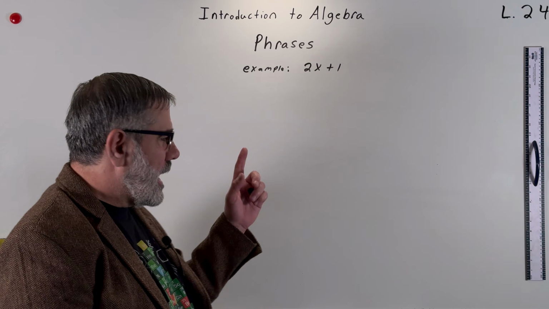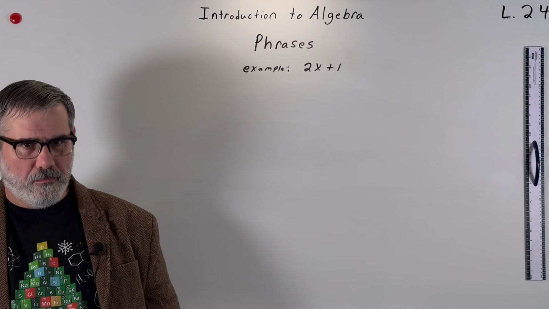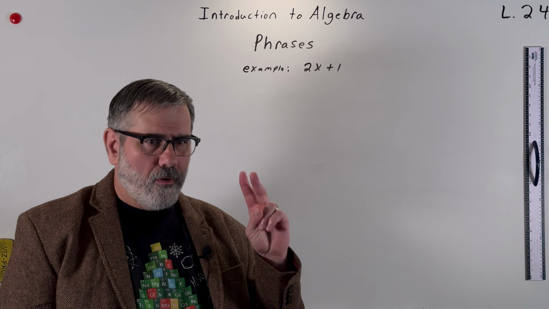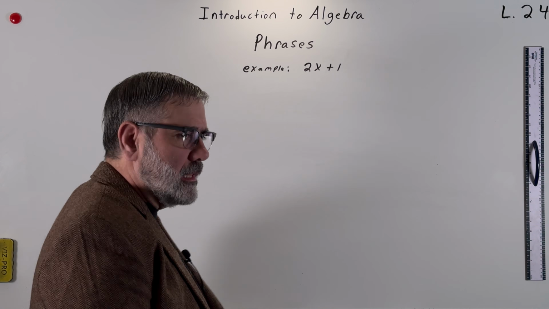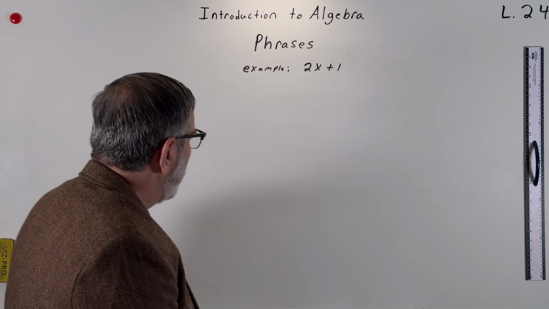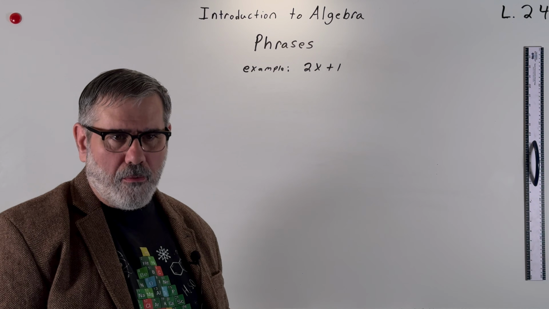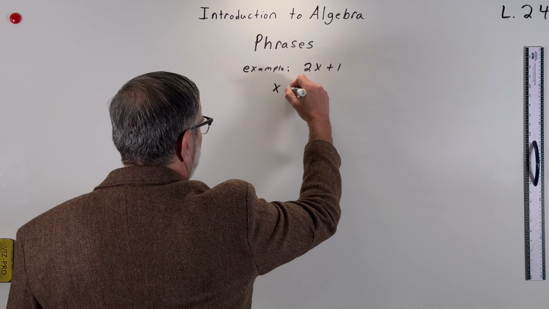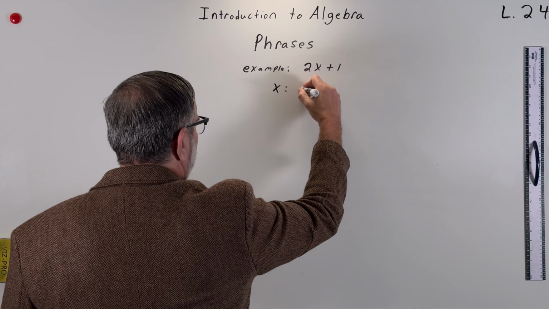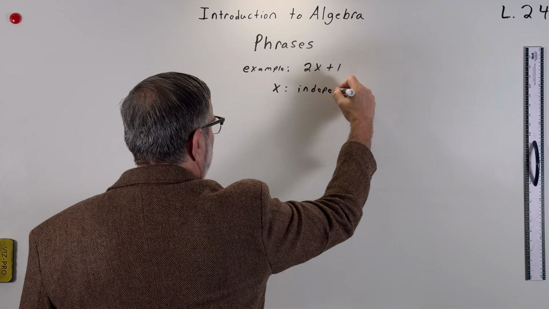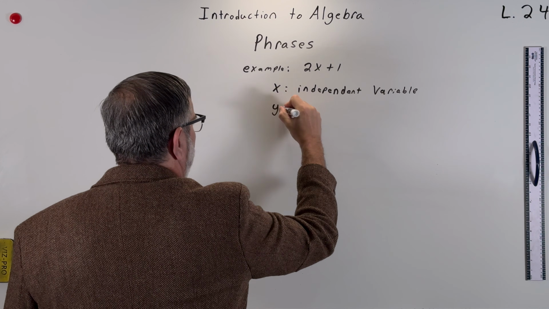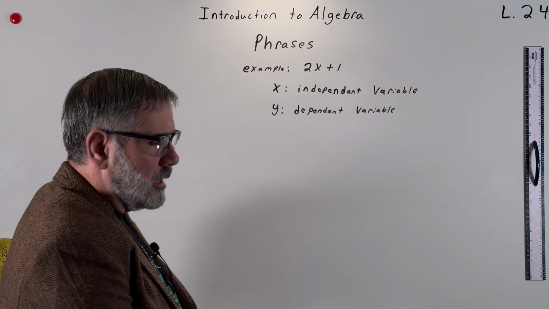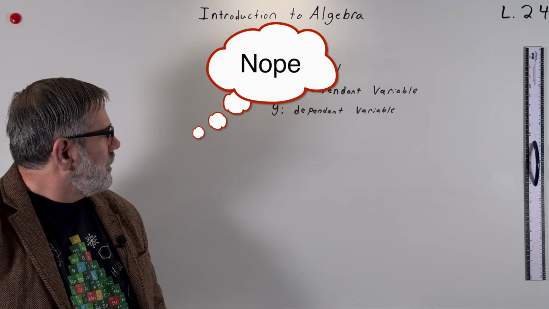Now what is this x? What are these things, these variables? Usually, at least when you start algebra, you'll have two variable types, and we usually label them x and y. We usually call x the independent variable and y the dependent variable. I hope I spelled independent and dependent right.